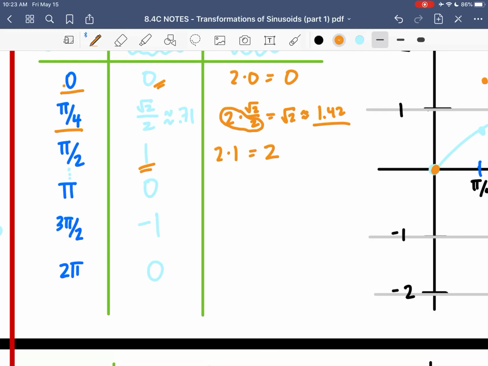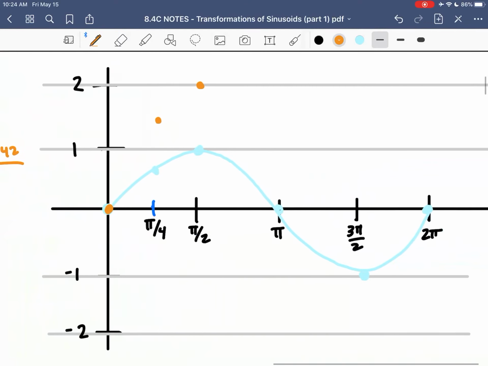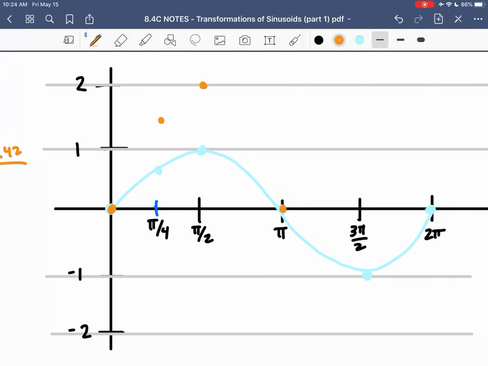All right, at pi, you can kind of see how this is going to keep going. We're going to keep doing 2 times this sine value. So 2 times sine of pi is 2 times 0, so we get 0 again. So at pi, we're back down at 0. And you can see that this is just stretching, it's messing with our amplitude.